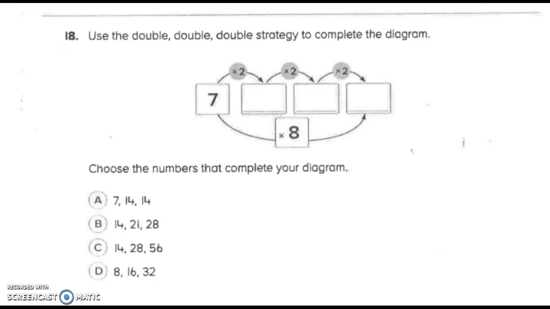Number 18. Use the double, double, double strategy to complete the diagram. Choose the number that completes your diagram. A. 7, 14, 14. B. 14, 21, 28. C. 14, 28, 56. D. 8, 16, 32.